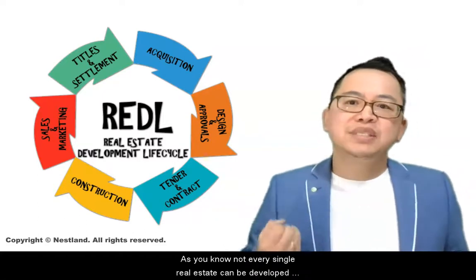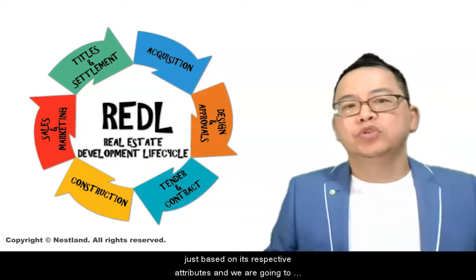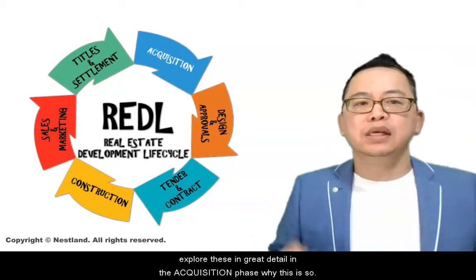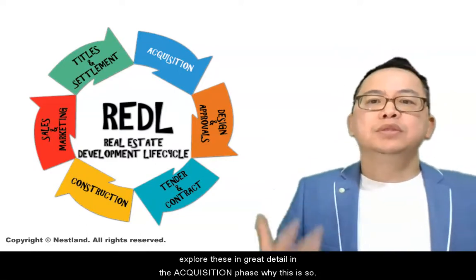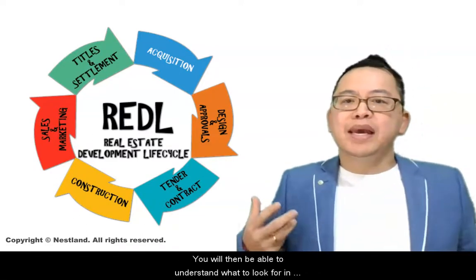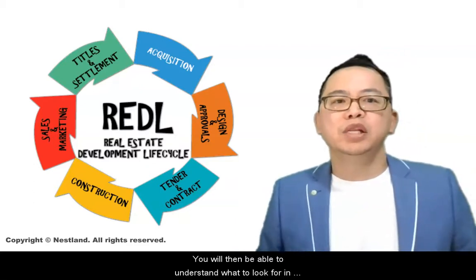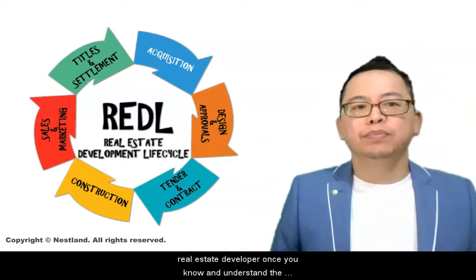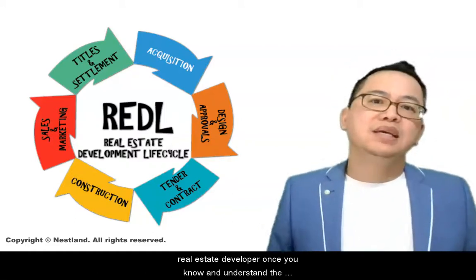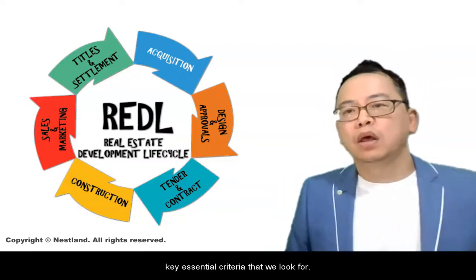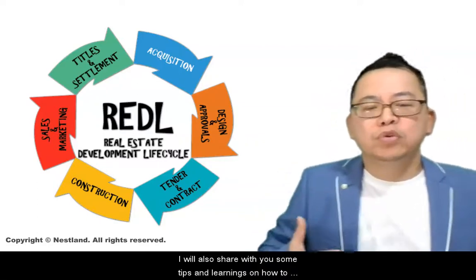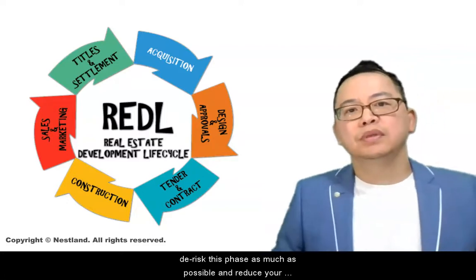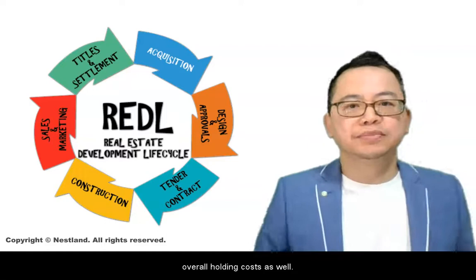As you know, not every single real estate can be developed just based on its respective attributes. And we are going to explore these in great detail in the acquisition phase, why this is so. We will then be able to understand what to look for in a property, but more importantly, how to think like a real estate developer once you know and understand the key essential criteria that we look for. I will also share with you some tips and learnings on how to de-risk this phase as much as possible and reduce your overall holding costs as well.